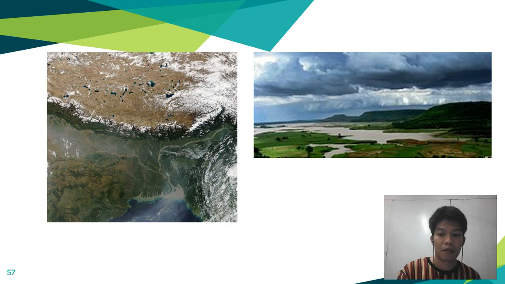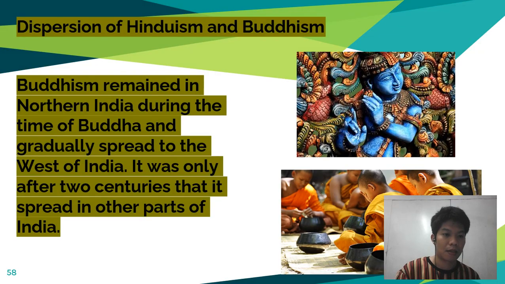This is the map. Buddhism remained in northern India during the time of Buddha and gradually spread to the west of India. It was only after 2 centuries that it spread to other parts of India. So even in other parts of Southeast Asia, Hinduism and Buddhism were also practiced. Like for example, in Thailand, they practice Hinduism. Buddhism is also practiced in China.